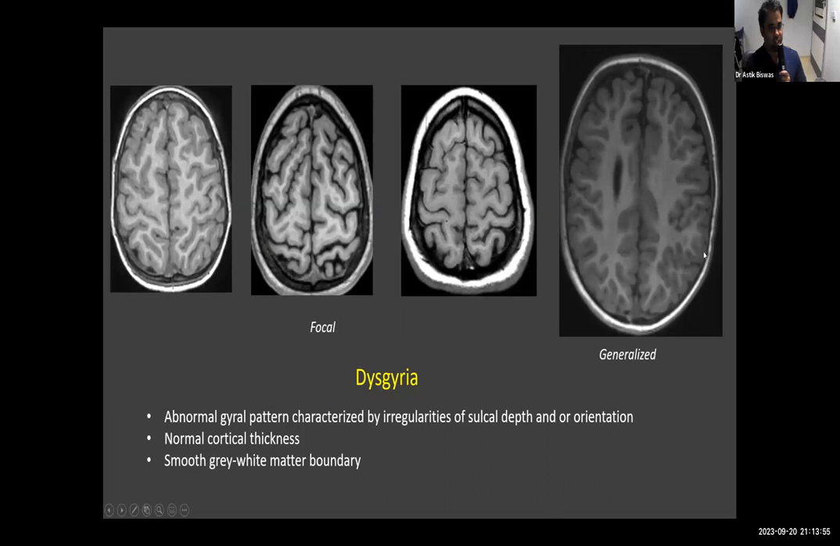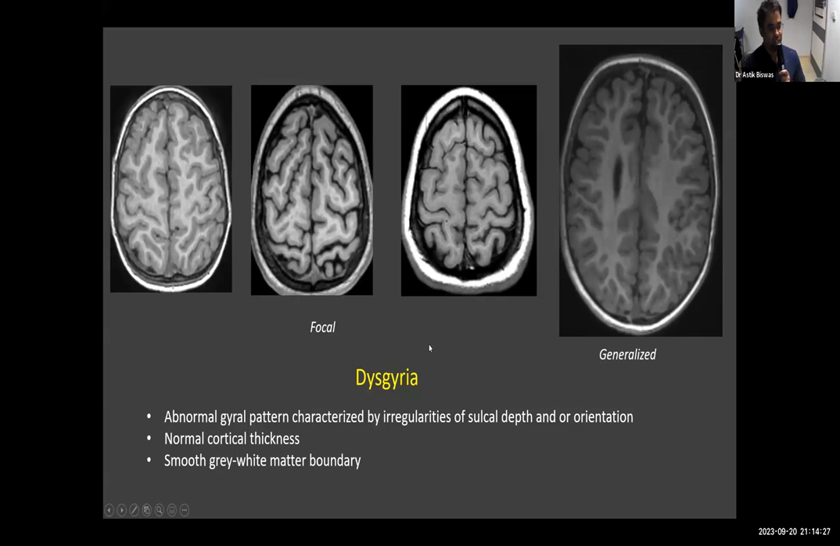So you can see a very generalized pattern here, very chaotic appearing sulci and gyri, but the cortex is not thickened. Whereas in this case, you can see more focal abnormalities. We are at the level of the vertex, so we should be seeing a nice superior frontal sulcus and central sulcus, but instead we see these obliquely oriented sulci, even in this case. And these were cases of ACTA2 mutations.